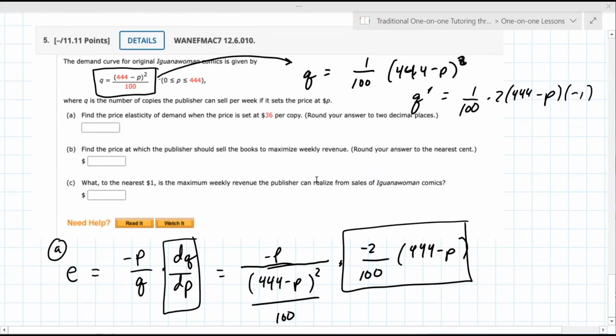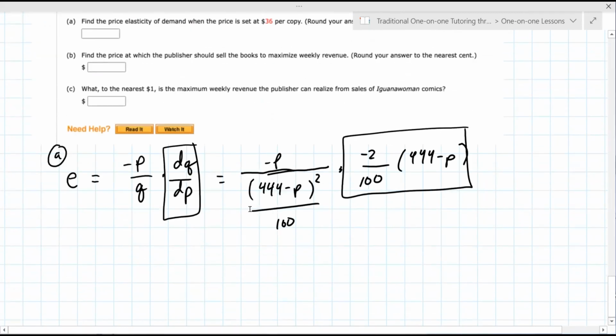Now to be clear, you don't have to simplify this because it doesn't ask you to, but you might want to get in the habit of doing it, especially if you're going to use it a bunch of times, which we are. For part A, you could just put 36 in for P and be done, but there's a lot going on here, and this is all algebra at this point. This 100, because it's in the bottom, you can bring up to the top by multiplying top and bottom by 100. So this becomes minus 100P over (444 minus P) squared times minus 2 over 100.